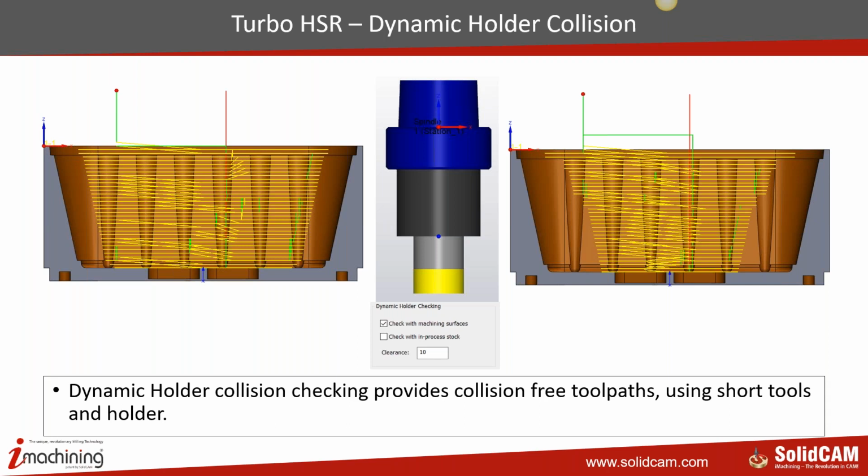In most of the cases, the dynamic stock is the one that is to be used, but if you want, you could still use it against the machining surface. Of course, there's a possibility that you could provide both of them. You could say check against the machining surface and also check against the in-process stock. Remember, the more options you push into the calculation, the calculation time is going to go up proportionately.